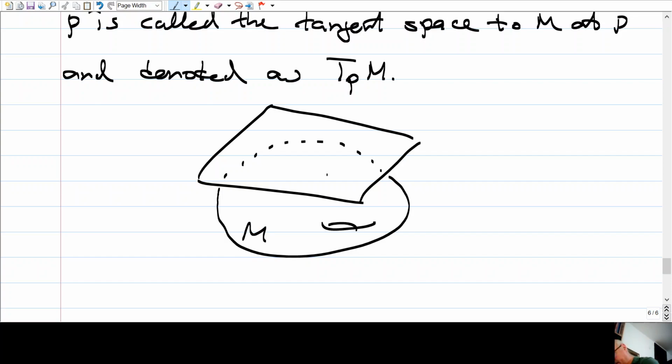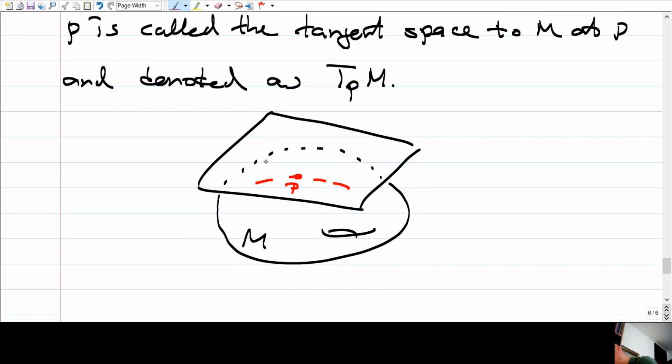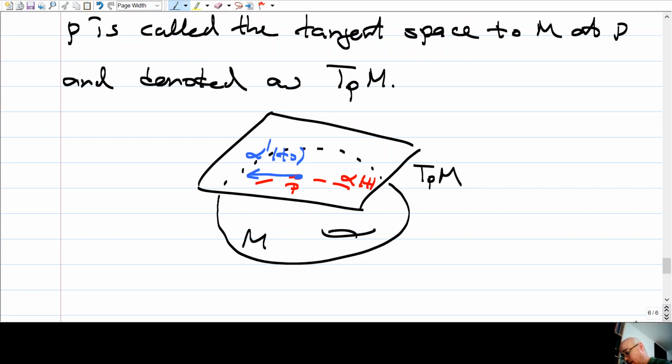This is our surface. Suppose this is our curve on the surface, and this is the point P, and this is alpha of t, and our tangent vector is this alpha prime t0 at the point P. So this is T_P M.